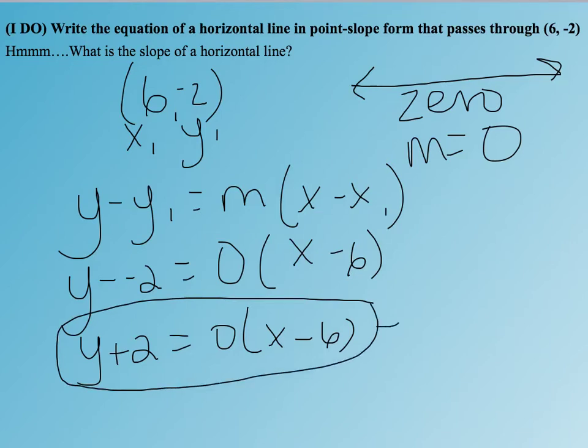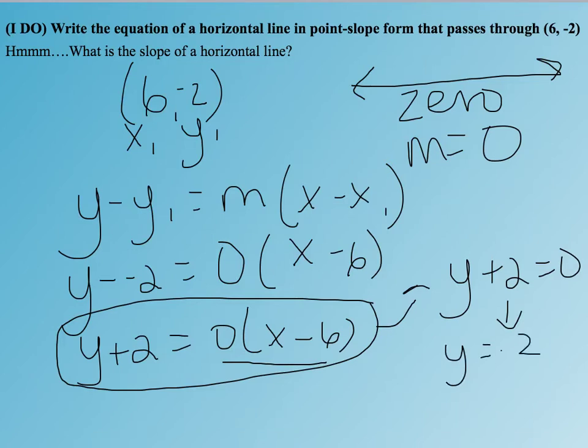If you want to look at it really quickly, because this whole thing is really equal to 0, what you have is y plus 2 is equal to 0. If you remember when we did slope intercept form, it would be y is equal to negative 2. So these are equal. Here it is in point slope form though.